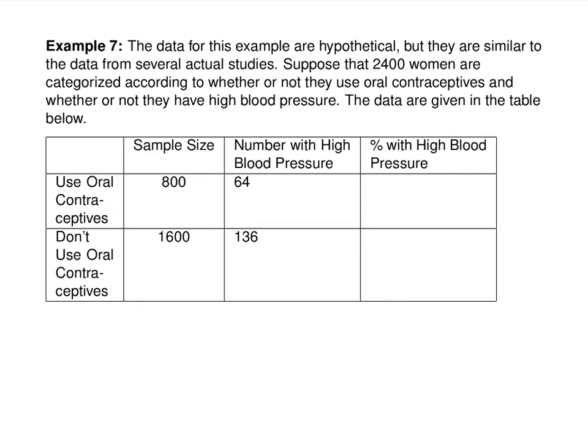So let's compute the percent of people with high blood pressure in the using oral contraceptives category. Well, that's 64 out of 800, or exactly 8%. So 8% of the people who use oral contraceptives have high blood pressure, and of those who don't, 136 out of 1,600 is 8.5%. So it appears that not using oral contraceptives is associated with higher blood pressure, or using oral contraceptives is associated with lower blood pressure.